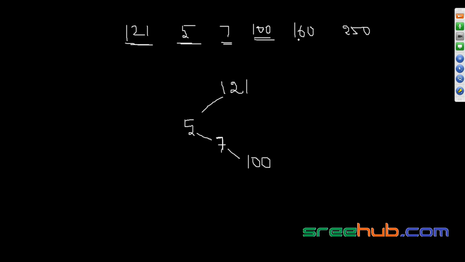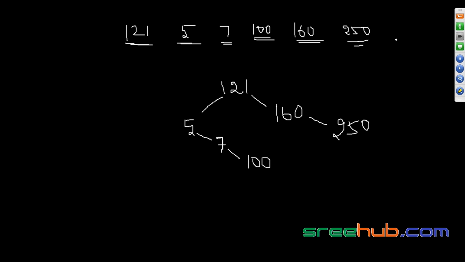Now it goes to the next item, which is 160. Now 121: 160 is greater than 121. As there are no right nodes, it will directly keep 160 as a direct child node of 121. Now it goes to 250. 250 is greater than 121, so it goes right. 250 is again greater than 160, so it goes to the right of 160.